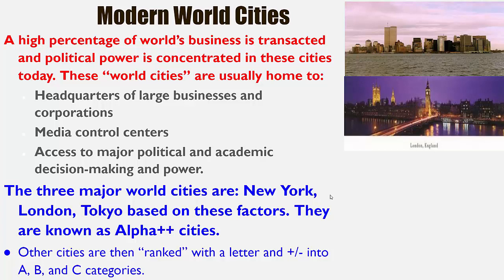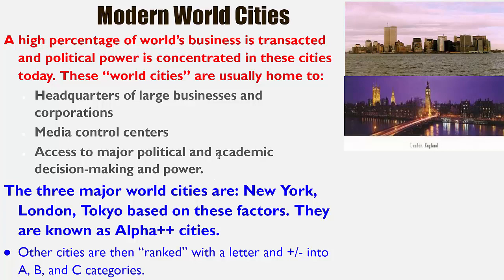We call these alpha plus pluses, A plus pluses: New York, London, Tokyo. They have all of those three categories in large numbers: headquarters of businesses, media control, access to political and academic decision making. Then what we do is we rank other cities with letters. After alpha plus plus is alpha plus, and then alpha, and then alpha minus, and then beta plus, then beta minus, which is B, and then gamma, which is C, plus and minus.